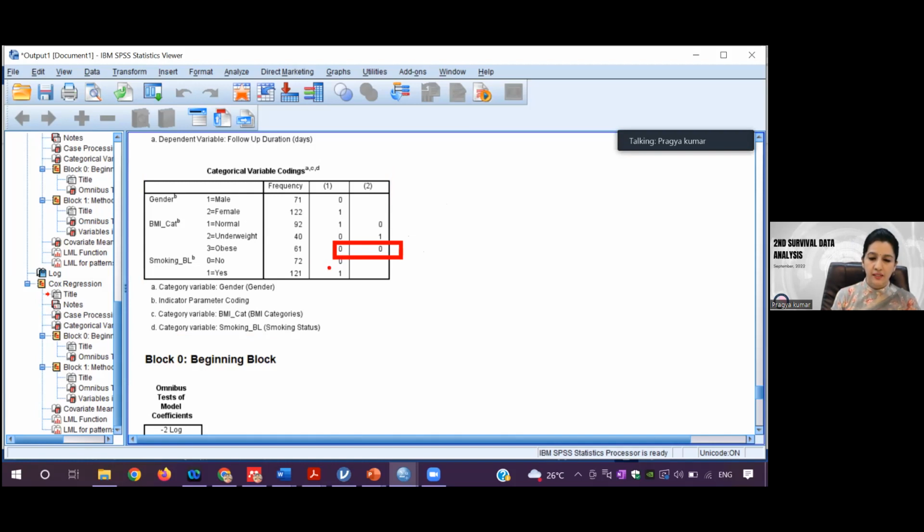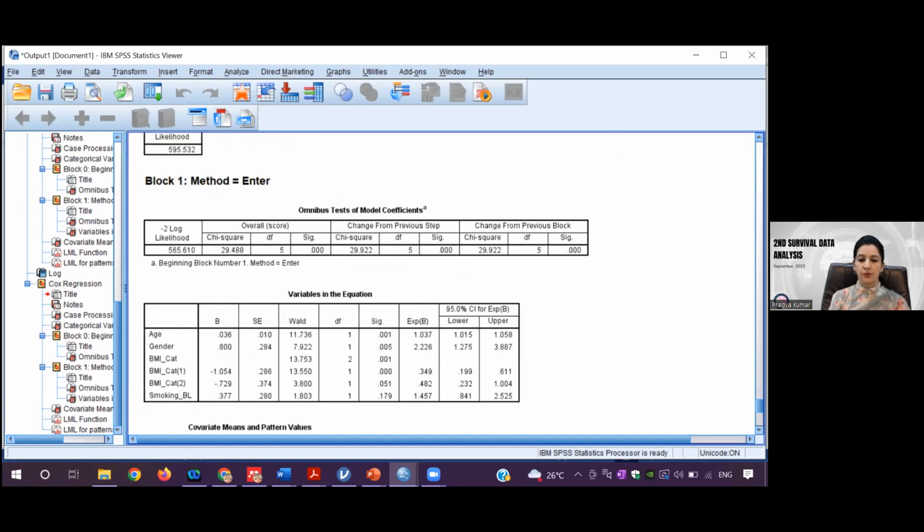And in this case, if it is smoking baseline, so no smoking is the reference, and yes is what will give the hazard. So it is important for you to check these codes, because that will help you in writing the interpretation. So you go here, again you see this.